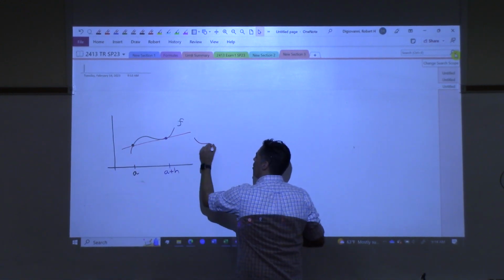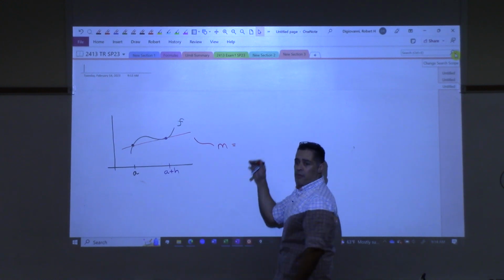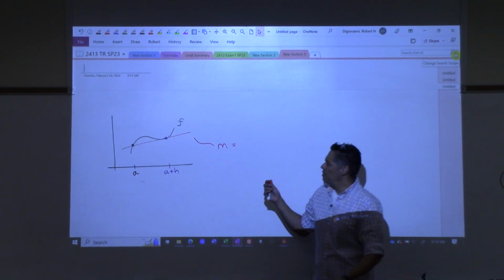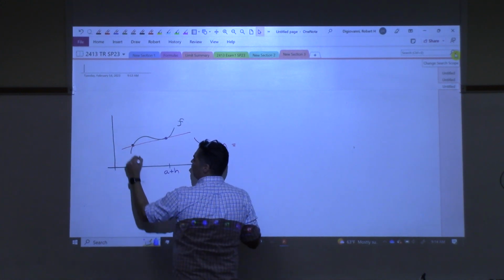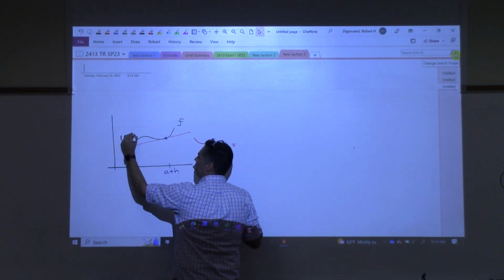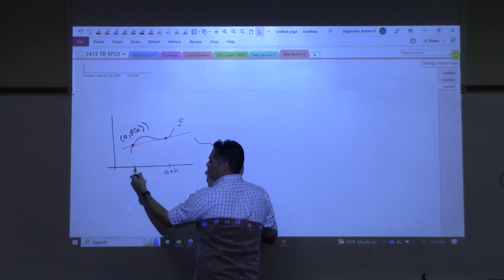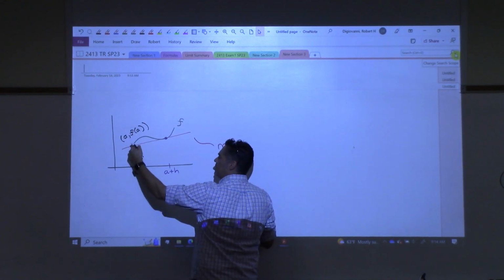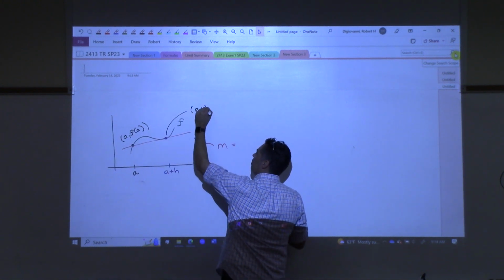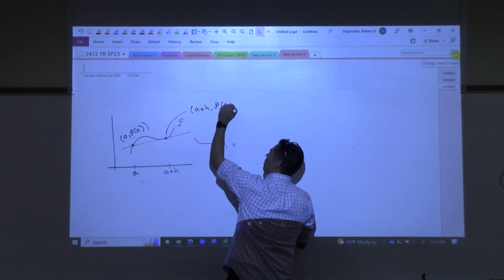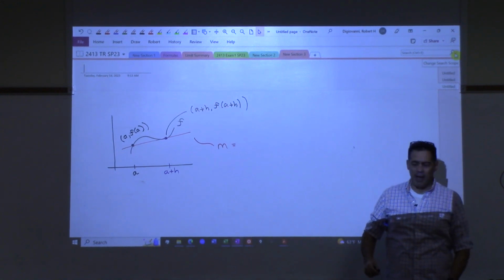And then we said the slope of that line would be the rise over run. And the way we got the rise over run is this point right here is the point a, f of a, right? a is the x-coordinate. What you get when you plug a into the function is the y-coordinate. And then this point is a plus h, f of a plus h. So that should all look familiar to you because we've talked about this.